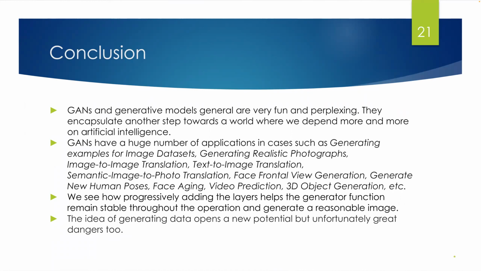So the conclusion is that GANs and generative models are very fun as well as perplexing. They encapsulate another step towards a world where we depend more and more on artificial intelligence. As we have seen earlier, there are a huge number of applications: generating examples for image data sets, generating realistic photographs, text to image translation, face aging apps. We see how progressively adding layers helps the generator remain stable throughout the operation as well as generate a reasonable image. This opens a new potential, and more advancements are yet to come.